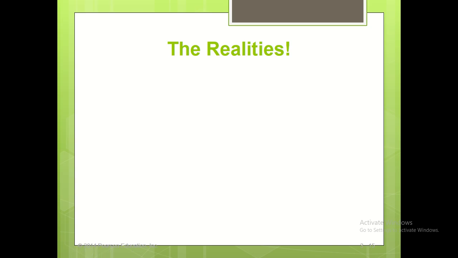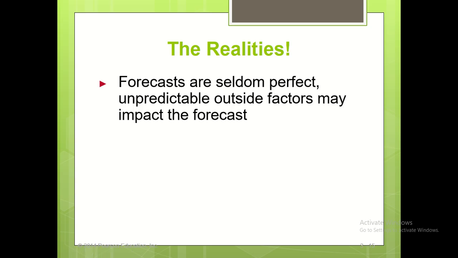Okay? Pero take note of these realities. Forecasts are seldom perfect. There is a chance of error or margin of error. It's unpredictable because of the outside forces or factors that may impact the forecast. Especially for unexpected events. Kanang pandemic, epidemic, kanang storm, bagyo, terrorism. So, dili man na nato siya malikayan ba? Okay, so, we can also be affected sa ato ang gi-forecast.